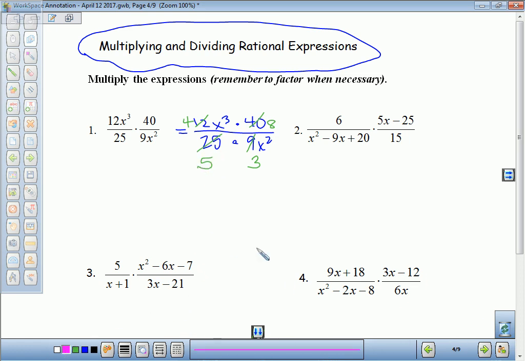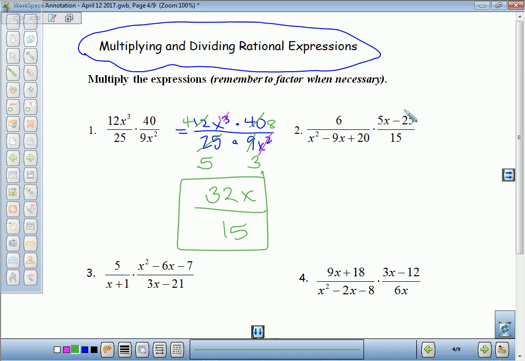Now take a look at my variables. I have 3 x's in the numerator, x cubed. And I have 2 of them that are multiplied in the denominator, x squared. I can cancel 2 of these with 2 of those and leave 1. So let's see what's left up top. The numerator has a 4 times an x times an 8. Well, that is 32x. The denominator has 5 times 3, which is 15. And now it is simplified. Just to be clear, you subtract the x's? Yes.